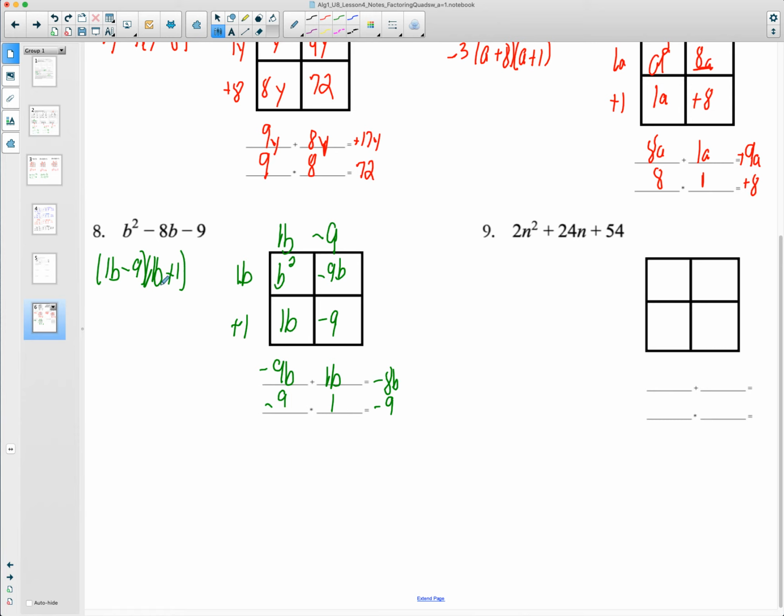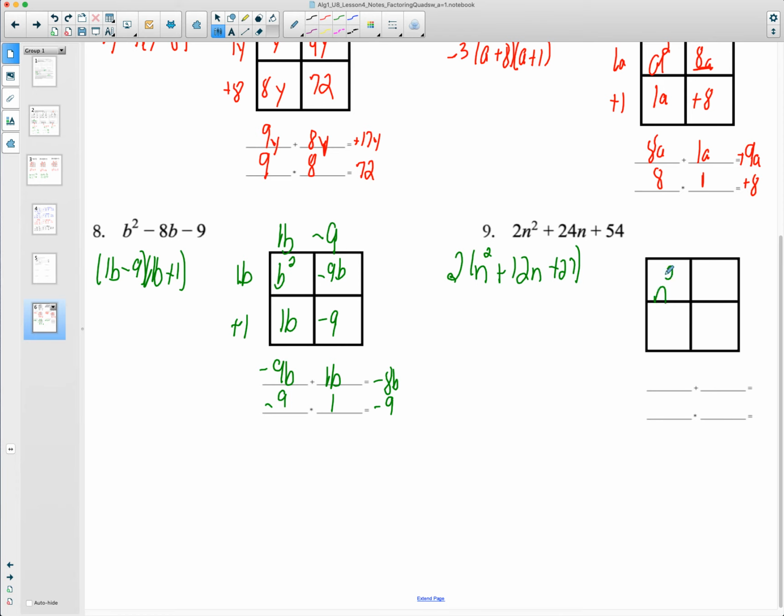Okay. So on to our final problem of the work today. And this, once again, does have a GCF, and that GCF is a 2. So I'm going to factor that 2 out. And that would leave me n squared plus 12n plus 27.